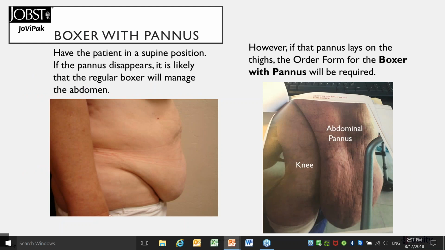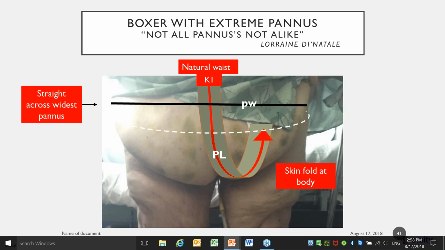Again, we're talking about having a patient in the supine position. If the panus disappears, it's likely that the regular boxer will manage that abdomen. But if that panus is so large that it continues to lie on the thighs when the patient is supine, the order form for the boxer with the panus will be required.